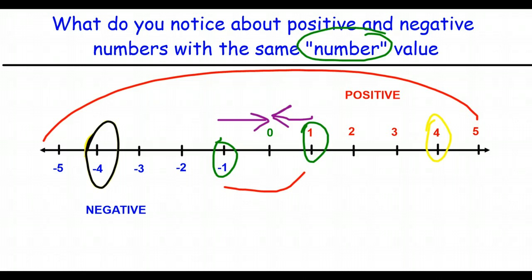The same thing is true if we looked at the 3s. The 3 is 3 jumps away from 0, or value of 3 away from 0, where the negative 3 is the same way. And this observation that the 1s and negative 1, 2 and negative 2, 3 and negative 3, etc., are the same distance away from 0 is at the heart of something that we call absolute value.